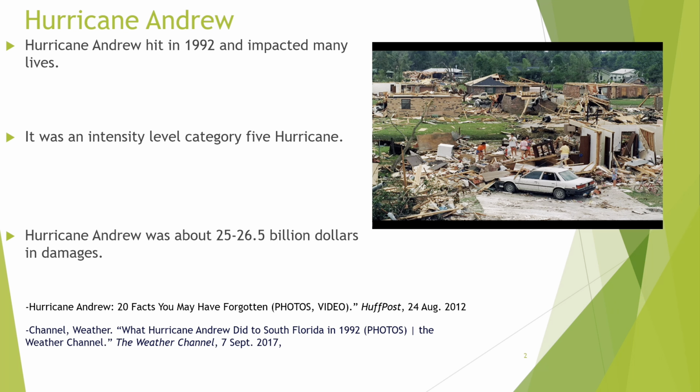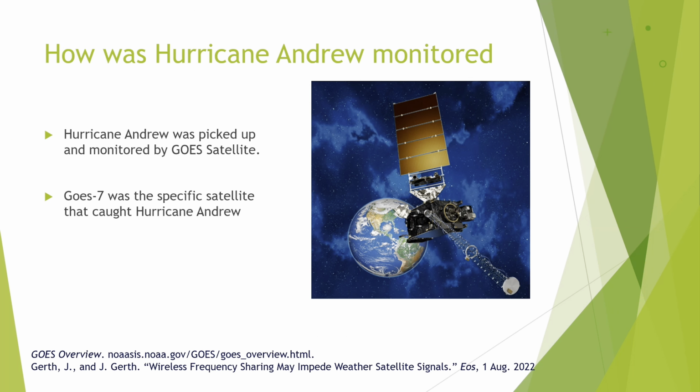To put in perspective the kind of damage it did, it destroyed 9,500 traffic signs and signals, 3,300 miles of power lines, 31 public schools, and 32,900 acres of farmland overall. And that just shows the destruction it did. Up next, I'm going to be talking about how Hurricane Andrew was monitored.